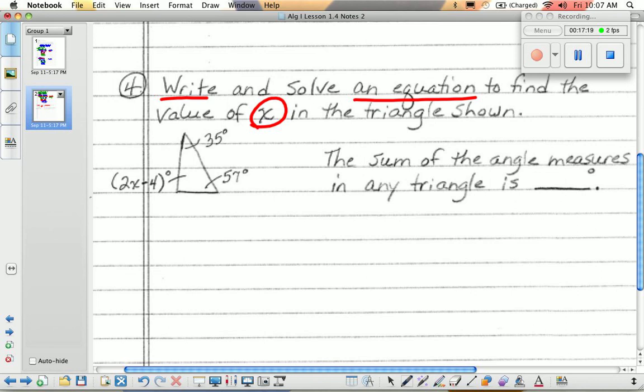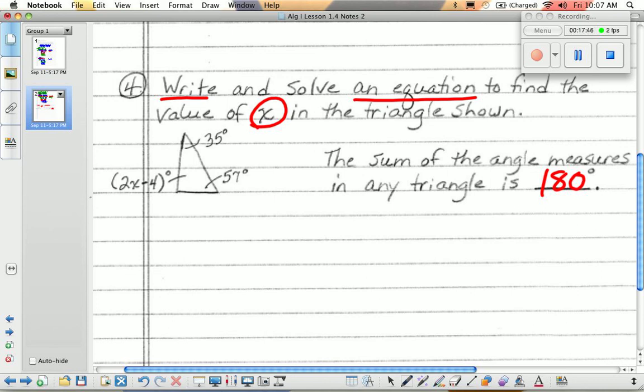In the triangle shown. Okay. The sum of the angle measures in any triangle is what? Like 180 degrees. 180 degrees. You can count on that all the time. I don't care how small that triangle is, how big that triangle is, if it's an acute triangle, an obtuse triangle, a right triangle, whatever it is, all three angle measures will add up to 180 degrees.